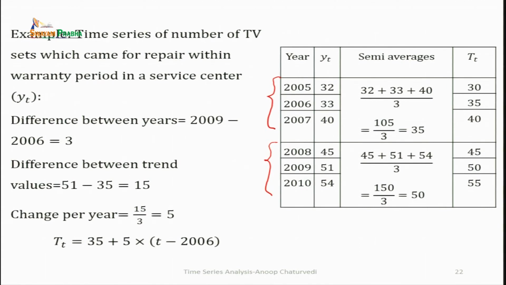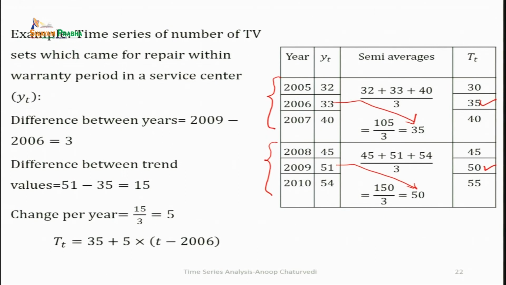Then you have to compute the trend values corresponding to different years. Now, this value 35 corresponds to the year 2006 and 50 corresponds to the year 2009. So, the trend value corresponding to 2006 is 35, corresponding to 2009 is 50. And we assume a linear trend.